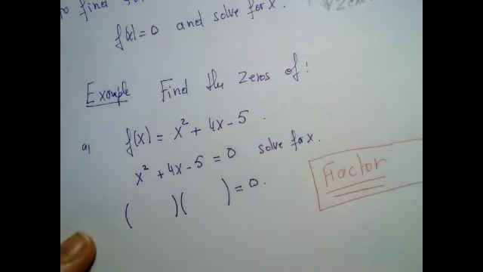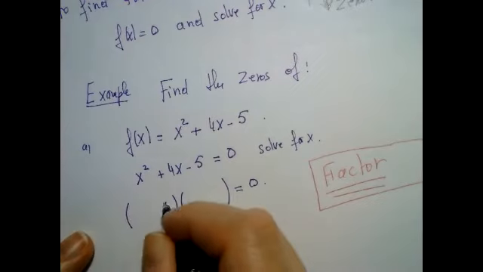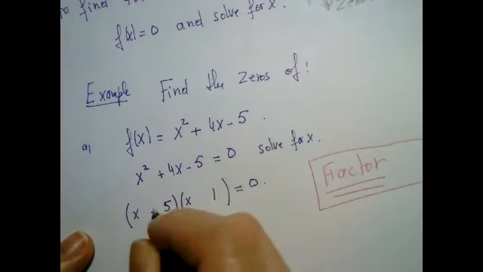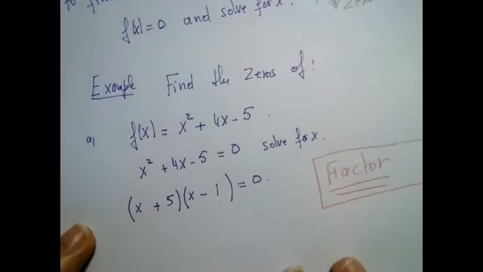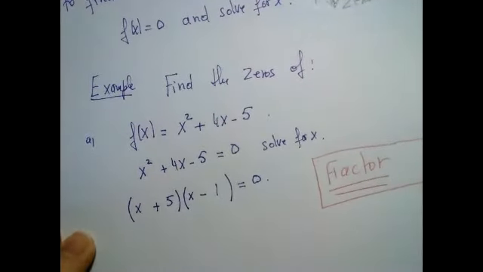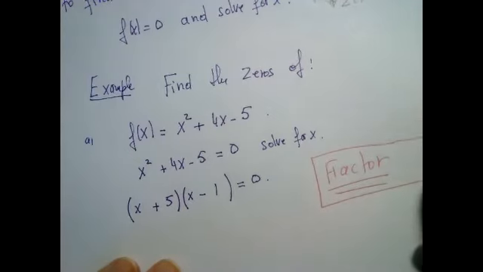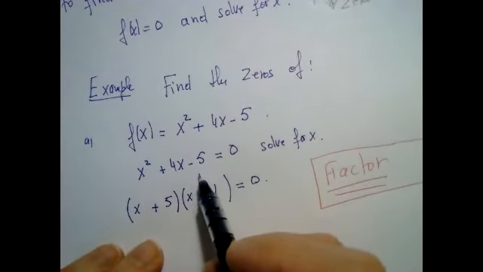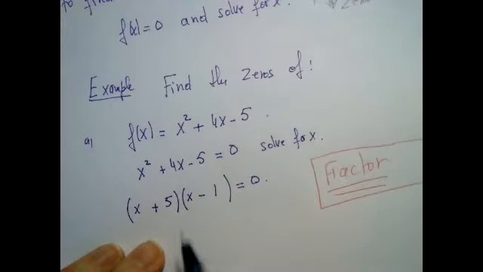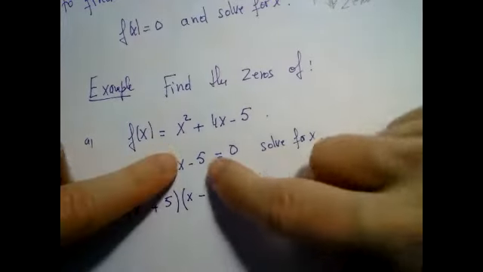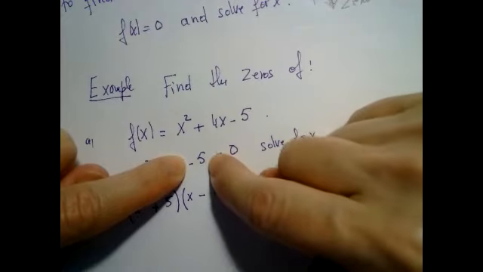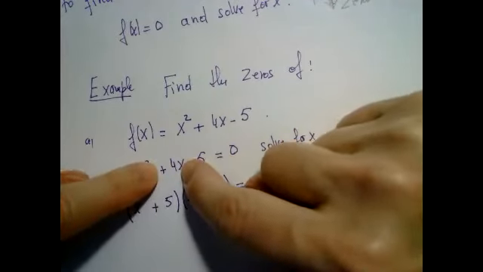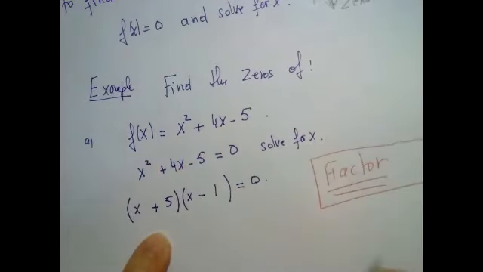So this is x plus 5, x minus 1. So we definitely have to factor. And it's not 5 and 1, it should be -1, because when you multiply them, you get -5. So we should have 5 and -1. You look for two numbers: when you multiply them, you get -5, and when you add them, you get 4. So the numbers are going to be 5 and -1.